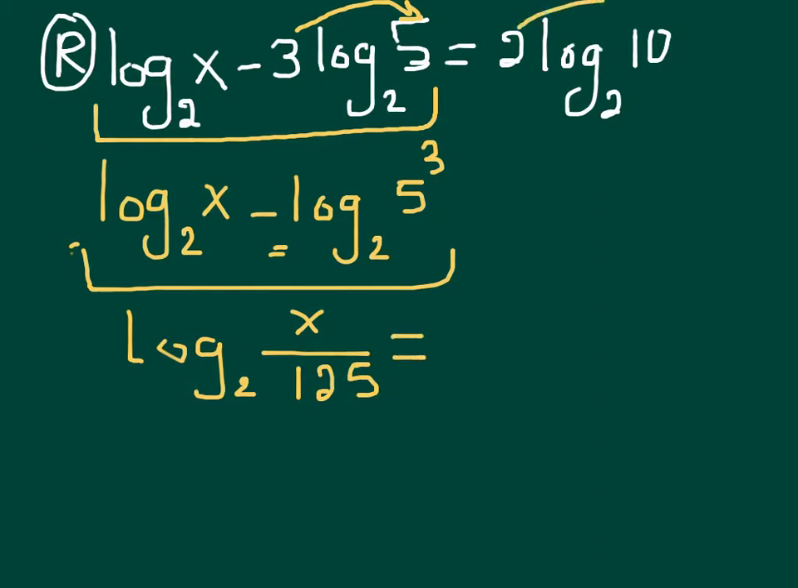Here we're going to take the 2 and make it an exponent and bring it down here, which gives us log of 10 squared, which is 100.